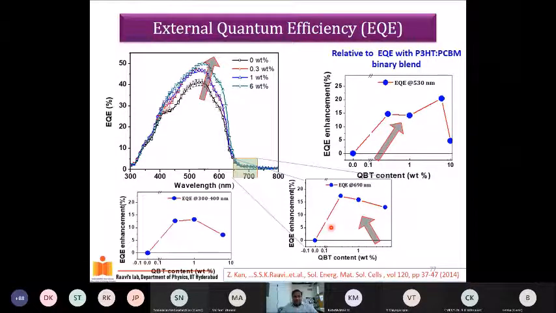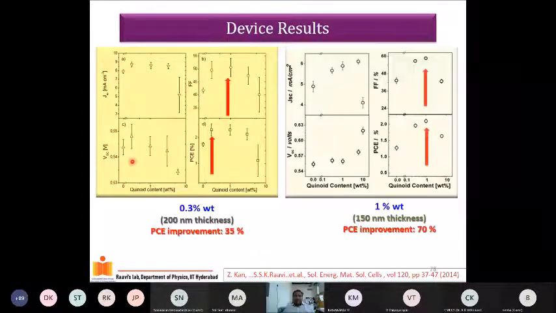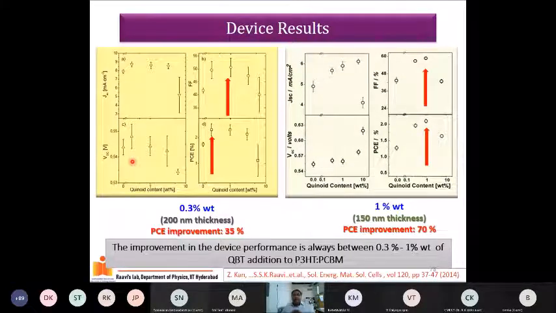Not only this, you could also get an increase in the EQE between the 300 to 400 region where the PCBM is absorbing. So these are the things which you could observe by just looking at the EQE and seeing how, by addition, I am using my various components to harness the light. The moment they harness the light, how they are contributing to the overall photocurrent. Okay. This device result shows that obviously at a certain dopant concentration you have an improvement.